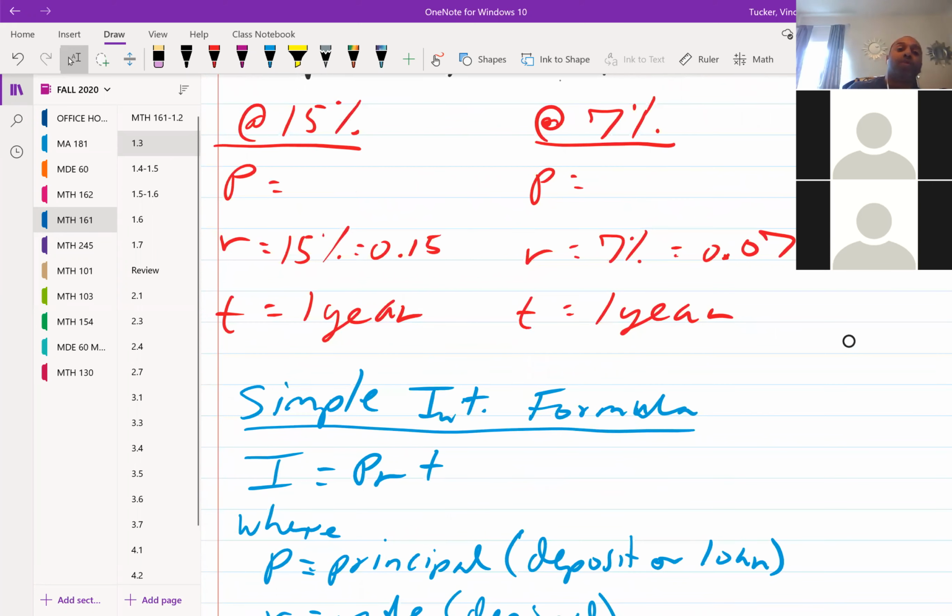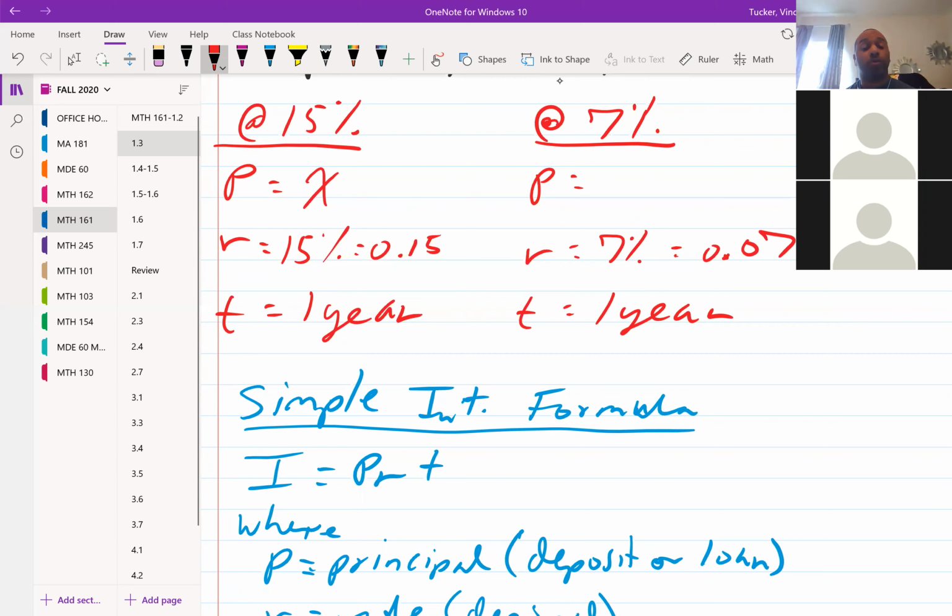So what we can do, and it doesn't matter which one we call X, is call my 15% account X. I'm going to deposit X amount of money into that account. Now, I have $50,000 in total.